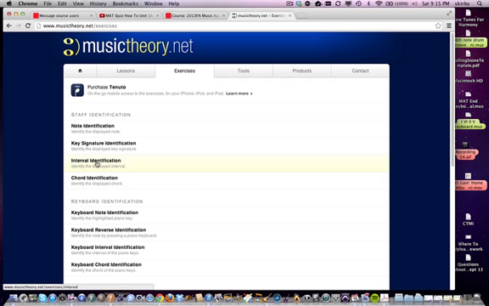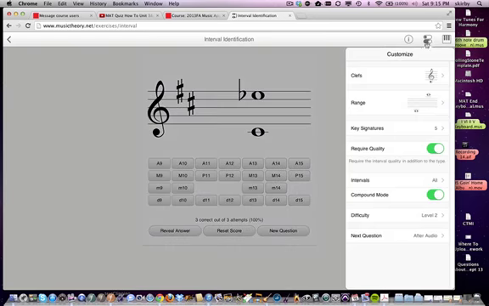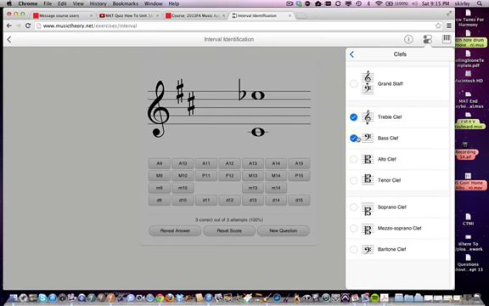Let's take a quick look at what you should use for your settings on those, because you can customize them. So for interval identification, the way you do your settings is up here. You click on that and you have this page to begin with. You're going to pick clefs, so you should pick both treble and bass clef. You can also do grand staff if you like.